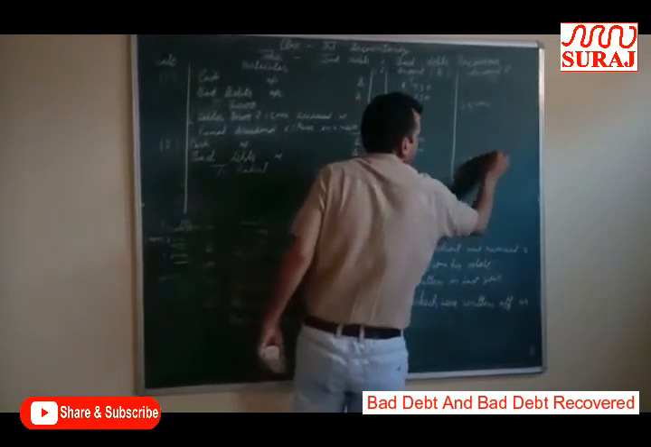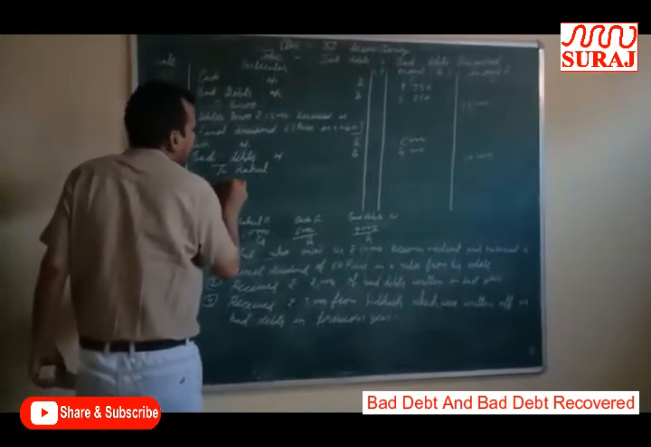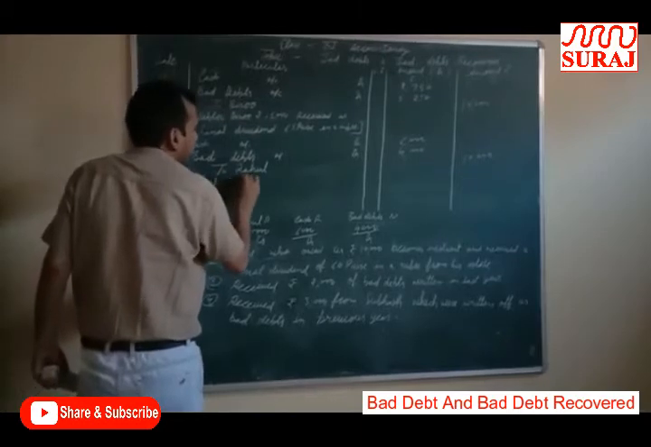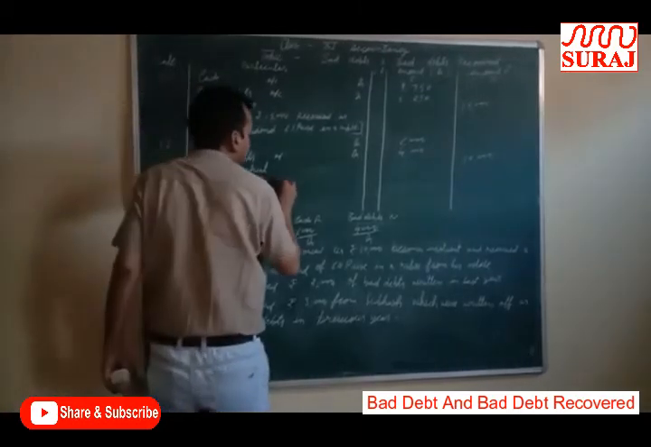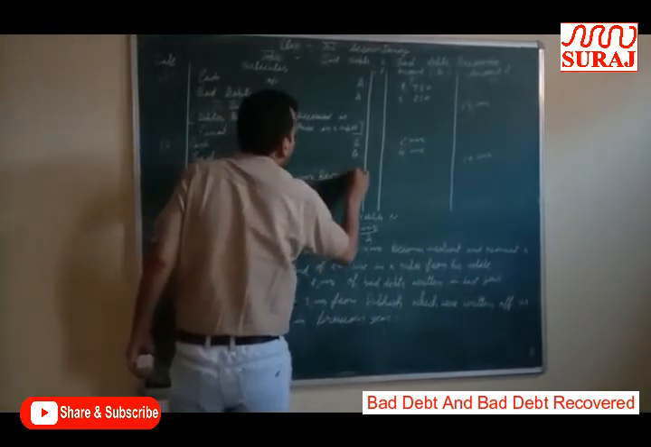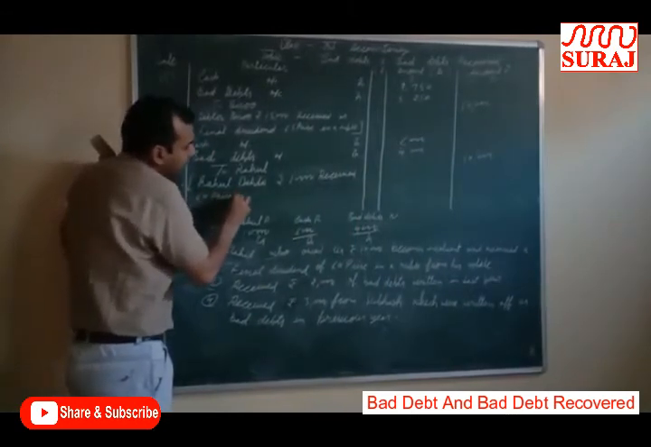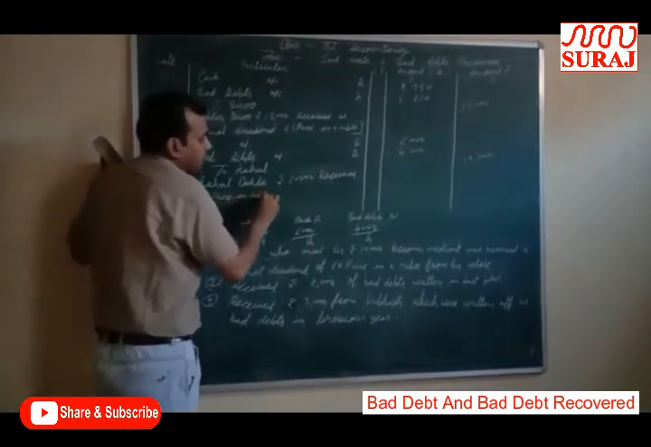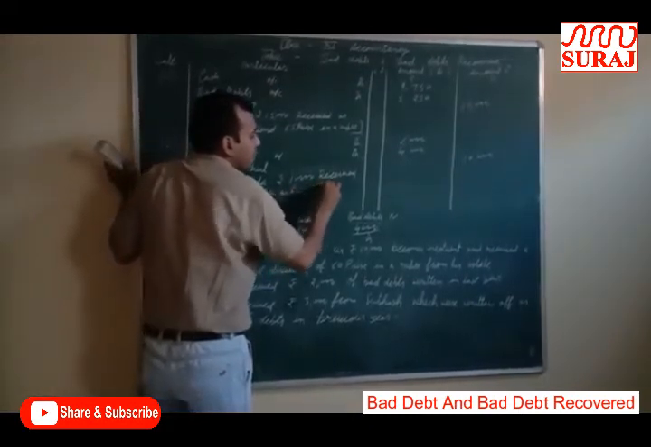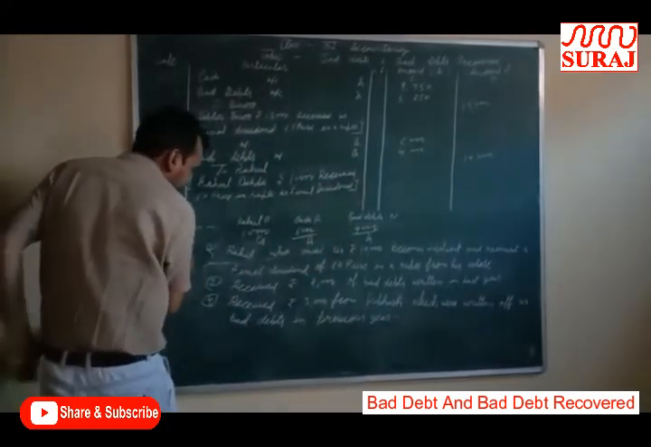Narration: for cash, debtor Rahul, 10,000 received, 60 paise in a rupee as final dividend.